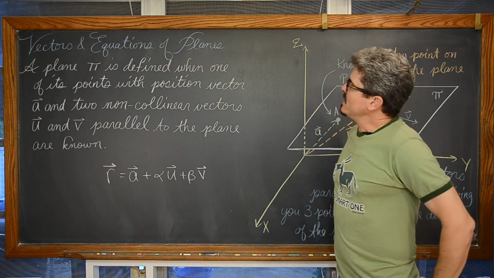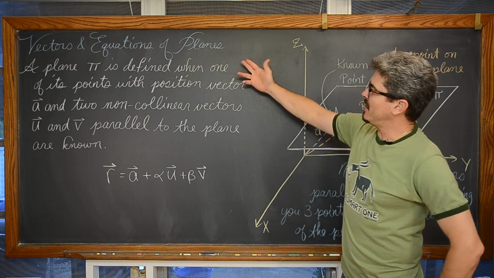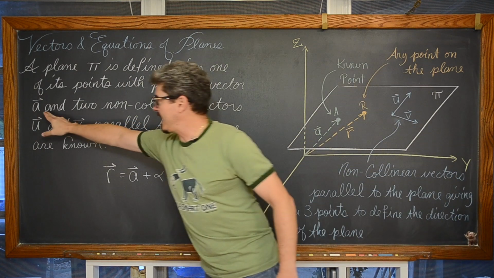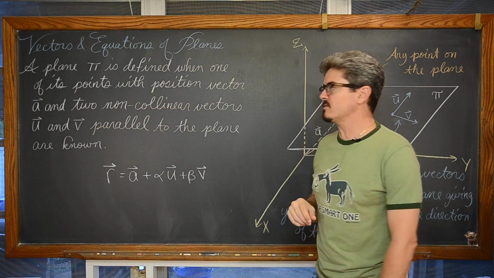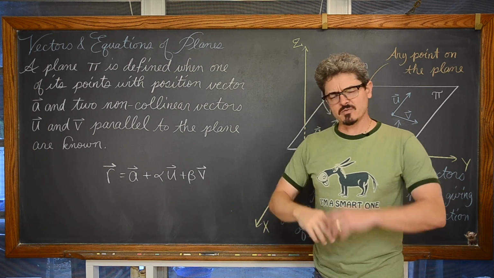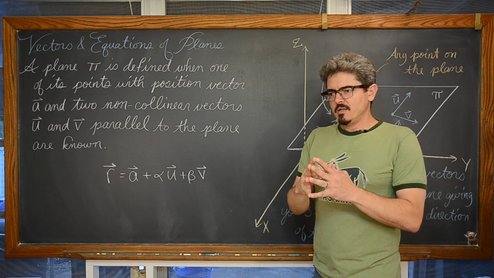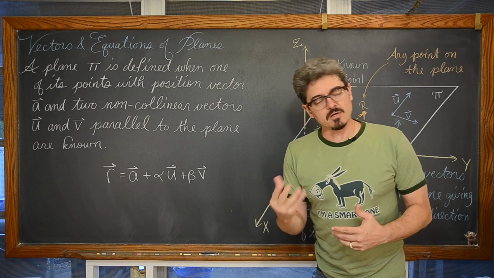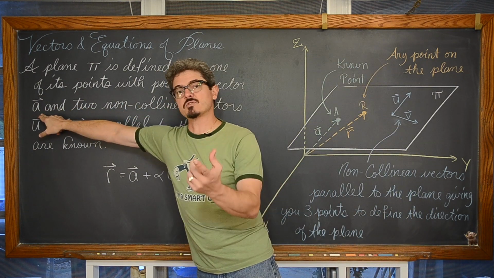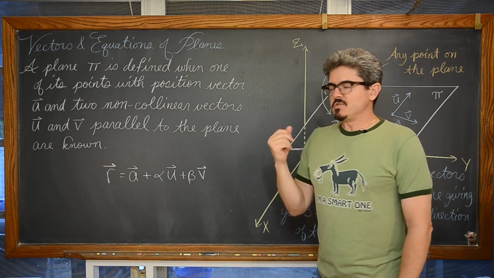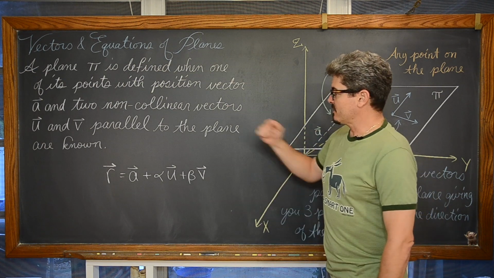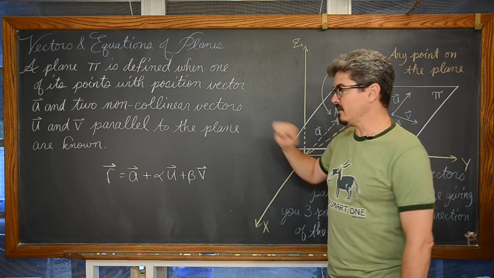So, vector and equations of planes. A plane pi is defined when one of its points with a position vector A and two non-collinear vectors, which we're going to call vector u and vector v, are parallel to the plane. So we don't actually have to know multiple points that are within our plane. We really only have to know one point with a position vector of A. But we do then have to have two non-collinear vectors that may be in the plane, or it's simply necessary that they're parallel to the plane.